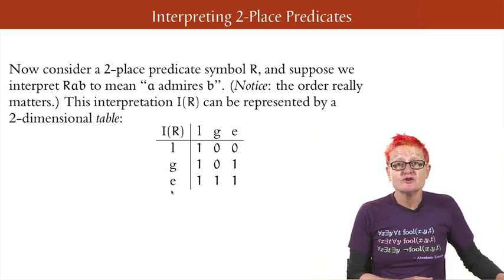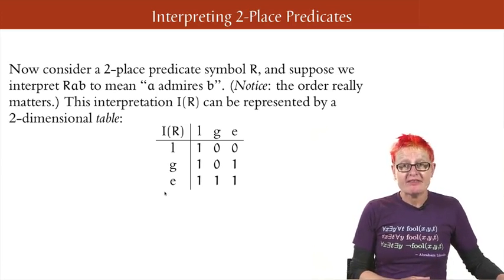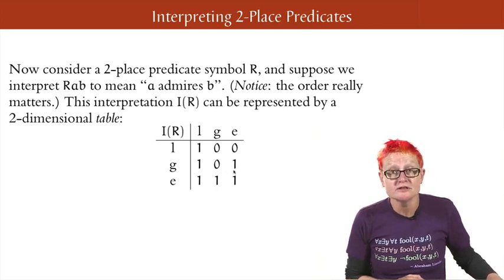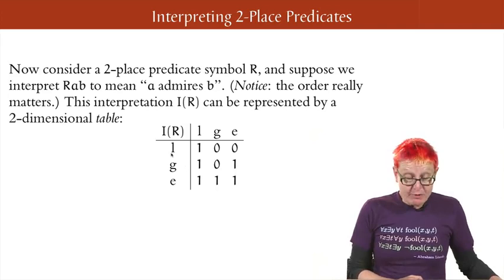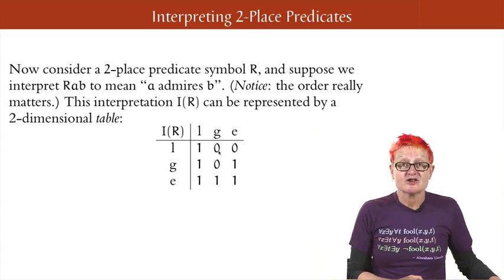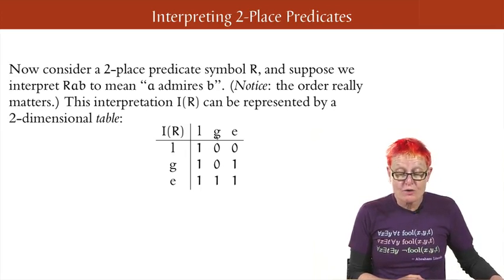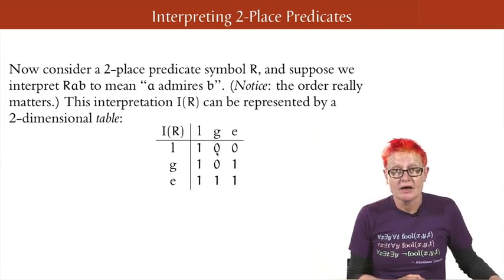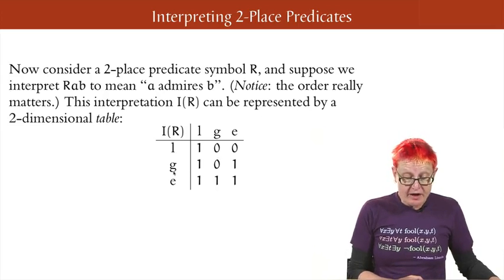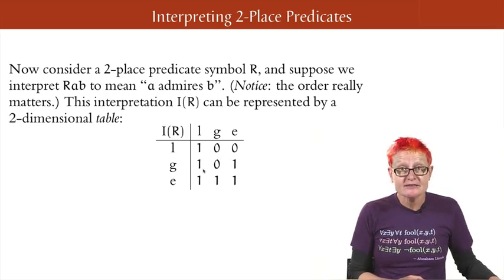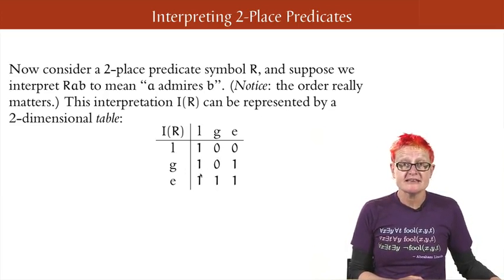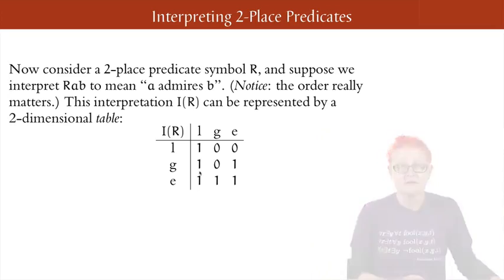Here we can use a two-dimensional table and we look at the intersection of rows and columns to check, for example, whether Lovelace admires Gödel. We look at the intersection of the Lovelace row with the Gödel column and we see that the entry is 0, so no. To check whether Gödel admires Lovelace, we look at the intersection of the Gödel row with the Lovelace column and see that the entry is 1, or yes.